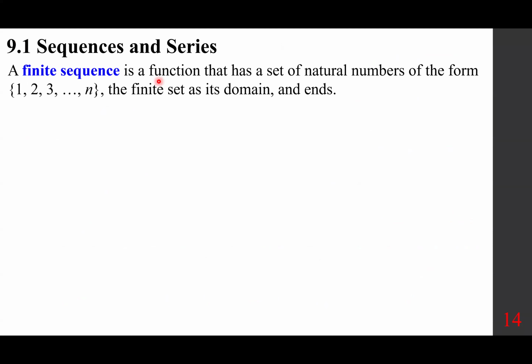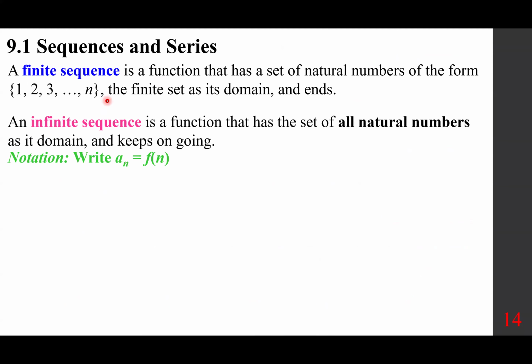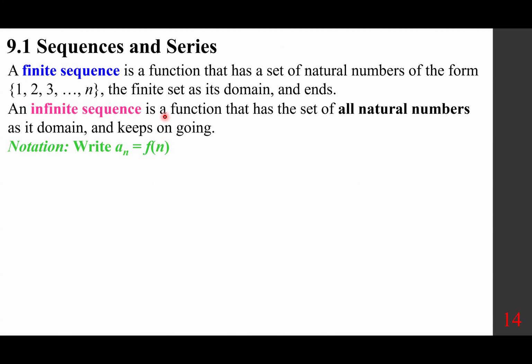A finite sequence is a function that has a set of natural numbers of the form 1, 2, 3 to n, the finite set, as its domain, and it ends. An infinite sequence is a function that has the set of all natural numbers as its domain and keeps on going. Notation, we write a sub n is f of n.